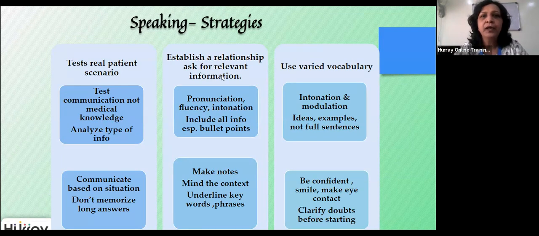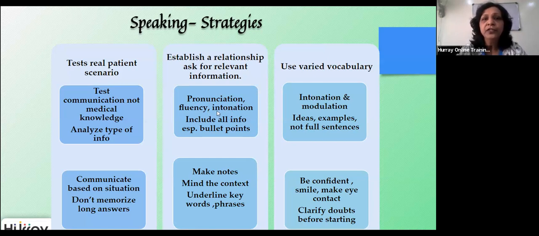Establish a relationship, ask for relevant information. During the 3 minutes time, you can ask for any doubts you have or clarify your queries. And once you run the consultation with the patient, you have to be fluent and you can ask for relevant information. It's called information gathering. You can ask the patient for relevant information.